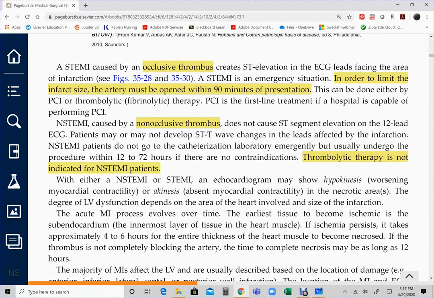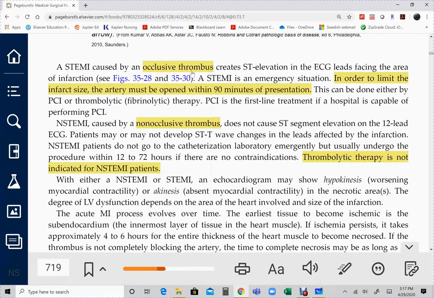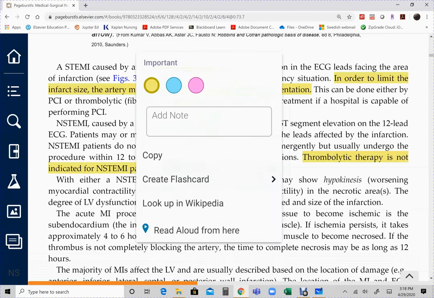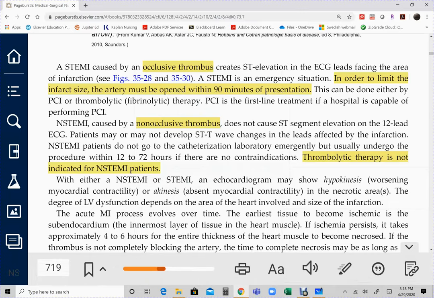So this is for STEMI. And in STEMI, you can do cardiac cath also. You can open the stent wide, the artery larger. However, thrombolytic therapy is not indicated for NSTEMI, because STEMI is of course caused by an occlusive thrombus. NSTEMI is not, it's a non-occlusive thrombus. Therefore, you cause more harm than good if you give thrombolytics in a non-STEMI.